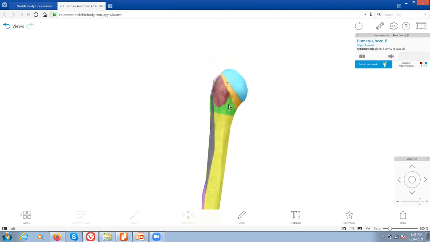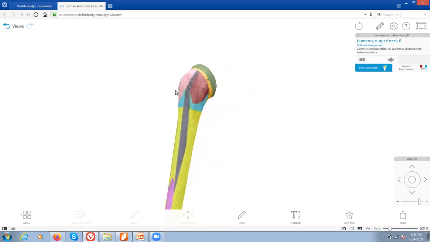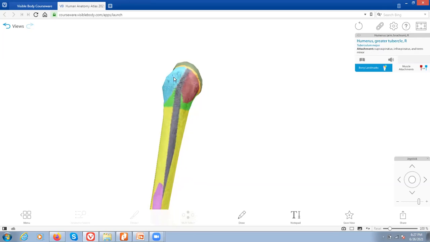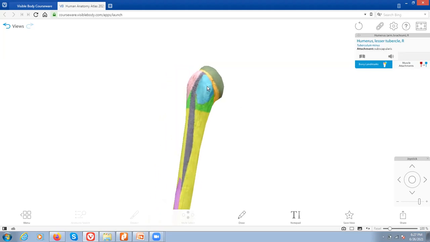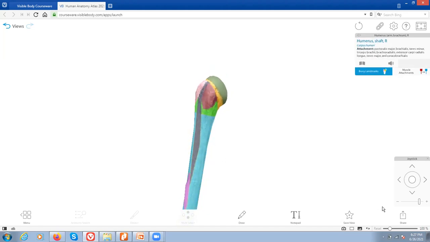So first, you'll notice it has a nice round head. Directly below the head, you have what's called the anatomic neck. And then below that, you have what's called the surgical neck. So it's got two different necks. It's going to have two large protuberances, and these two large bumps are called tubercles. So the larger one is called the greater tubercle, and then the smaller one is called the lesser tubercle. The lesser tubercle is on the anterior portion facing forward. The main portion of the bone is just called the shaft.